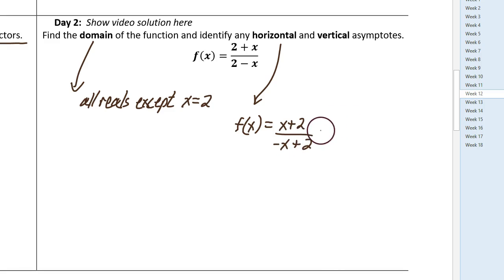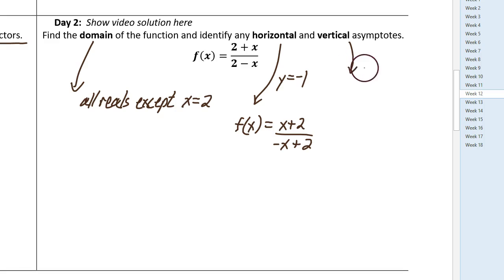For horizontal asymptotes, we're interested in creating the ratio of leading coefficients. So the coefficient on x is 1, the coefficient on this x is negative 1. 1 over negative 1 is negative 1. So there is a horizontal asymptote that has the equation y equals negative 1.